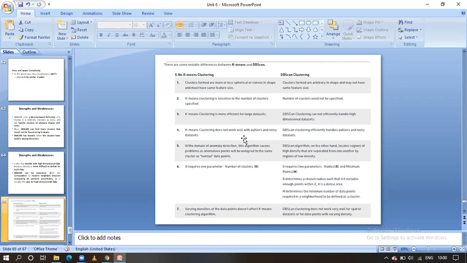And one more point related to k-means: if the data contains noisy or erroneous information, it's unable to form the clusters. But coming to DBSCAN, as the name implies, it's able to handle anomalies, meaning erroneous data. This DBSCAN clustering algorithm works effectively with outliers or erroneous information.